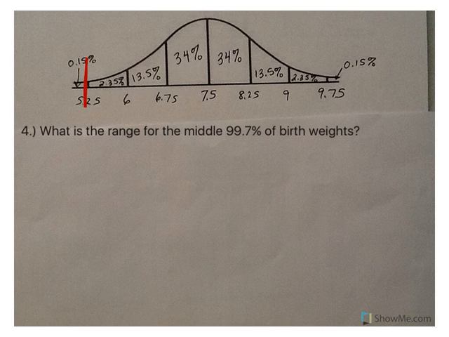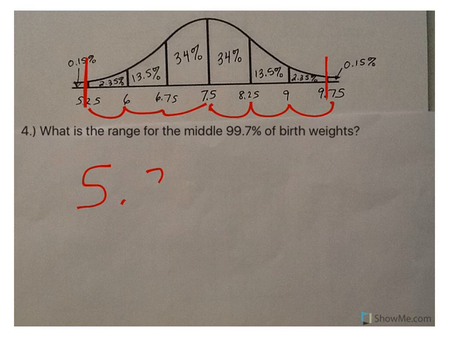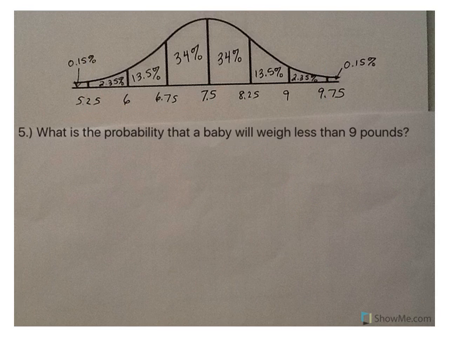99.7, well, that's 3 standard deviations. So here's the mean, 1, 2, 3, 1, 2, 3. So we would go from 5.25 to 9.75. We expect 99.7% of our birth weights to lie between 5 1/4 pounds and 9 3/4 pounds, right? 5.25 and 9.75. What's the probability a baby will weigh less than 9 pounds?